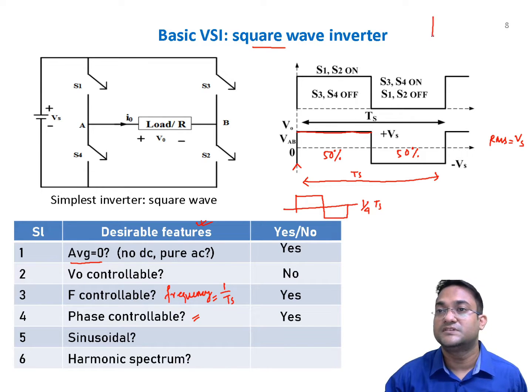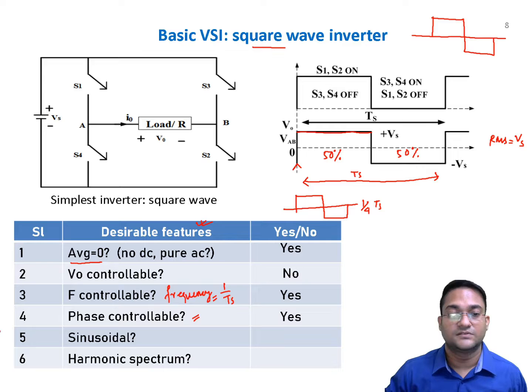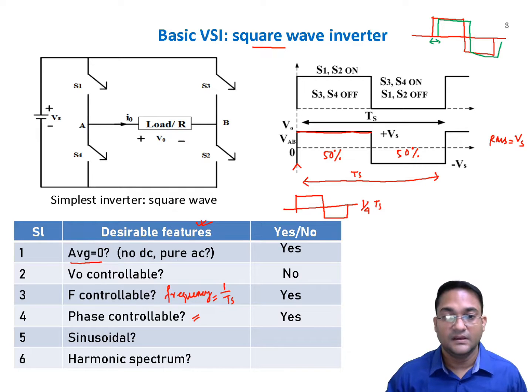So if you wish, sometimes you can generate this kind of voltage waveform, and you can also generate this kind of voltage waveform which is phase shifted. So that's how you can control this phase amount, right? Then another requirement was we wanted the output voltage to be sinusoidal.